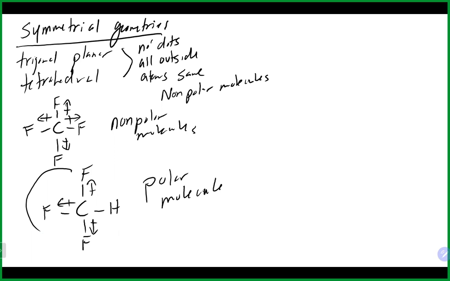If you have no dots on your central atom and all the outside atoms are different, or at least one's different, probably a pretty safe bet to write that it is a polar molecule because of that unequal pulling or pushing that's going to happen.